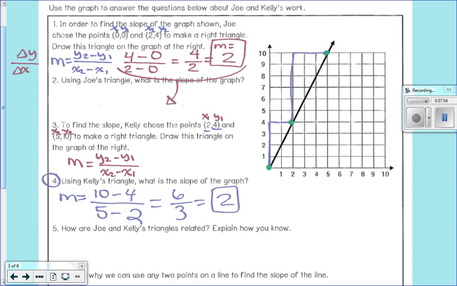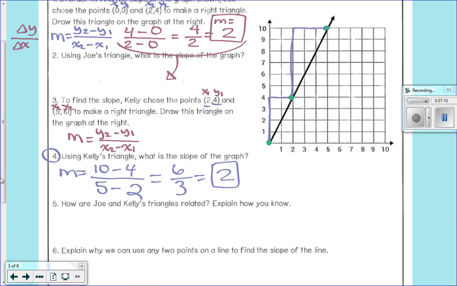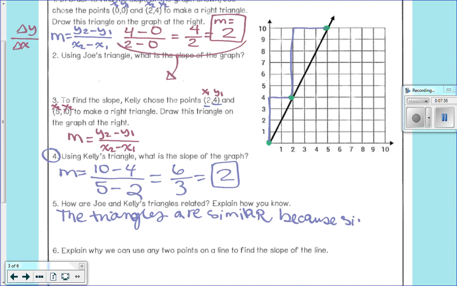How are Joe and Kelly's triangles related? Okay, they have the same slope. How are they related? Are they similar? Yeah. The triangles are similar. The triangles have the exact same slope because the sides are proportional.